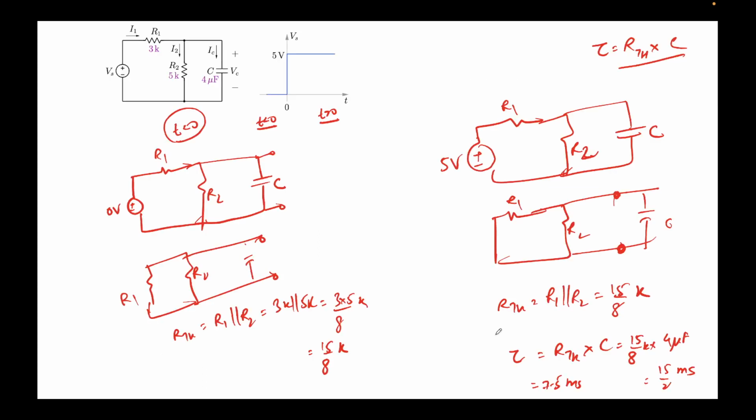I'll repeat. We just drew the circuit. We just found the Thevenin equivalent of the circuit, and since we are interested in t greater than 0, that's why, although I derived for both cases, t less than 0 and t greater than 0, we are interested in t greater than 0 because that's where the transient will lie. The time constant that we arrived at is 7.5 milliseconds.